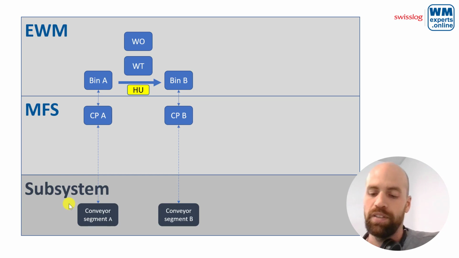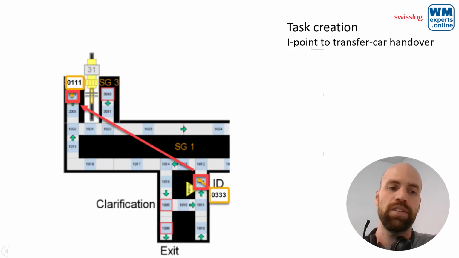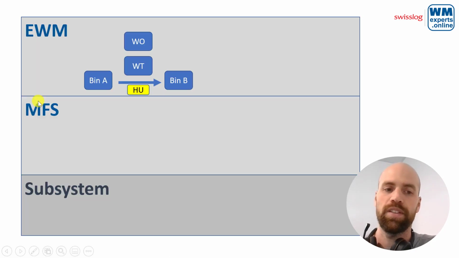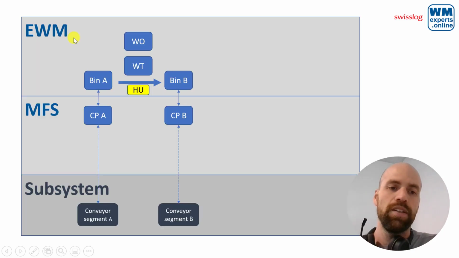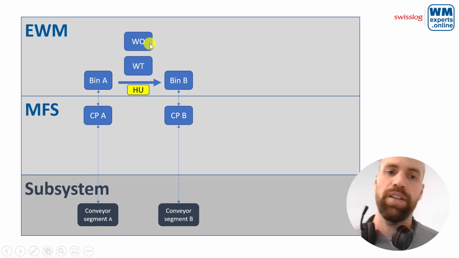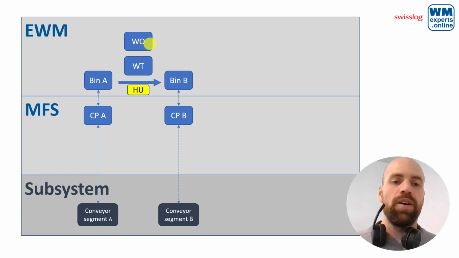So in our example, if I just go back, we just concentrate on these two bins, which are also communication points in EWM MFS, and physically these are two different conveyor segments. So in our example, we create a task from A to B. The HU should move via the conveyor, and the HU has the warehouse task and the warehouse order in EWM. That's the status. So how do we get from A to B now?